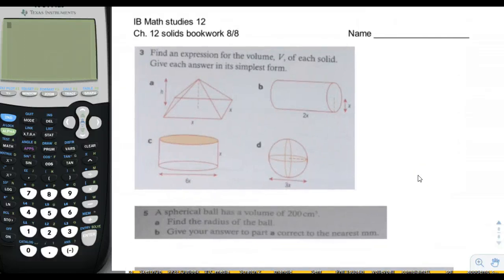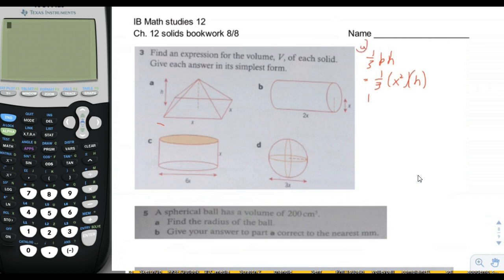Page 8 of solids. Find an expression for the volume V of each solid. Give each answer in its simplest form. Okay, so just look on your formula sheet, and for a square pyramid, it's 1/3 base times height. So that would be 1/3, and the base here would be x times x, which is x squared, and the height would be h. So that's it. Okay, that's A.